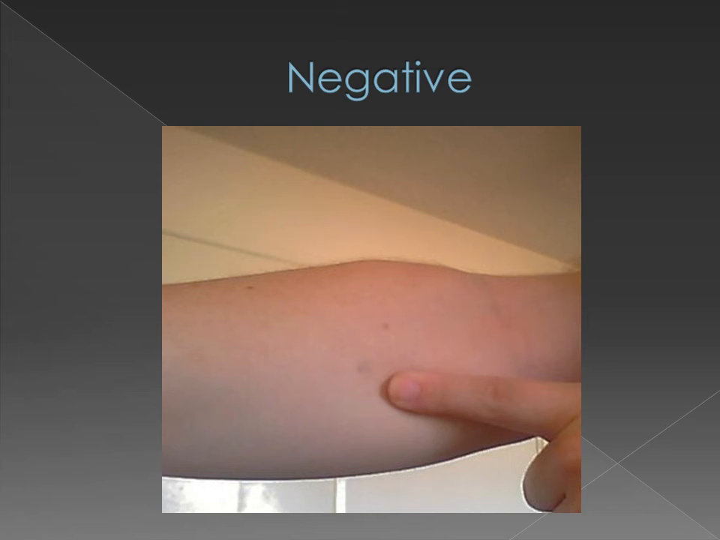Negative usually refers to a test result. If you have a negative TB skin test reaction or negative TB blood test reaction, you probably do not have TB infection.